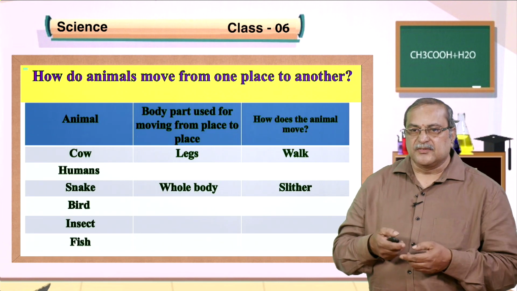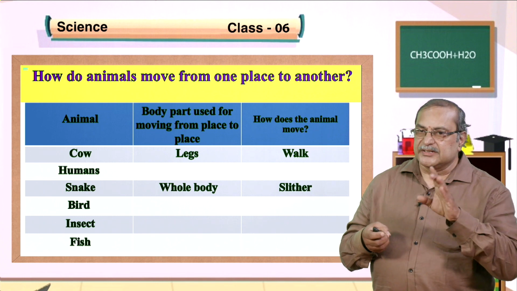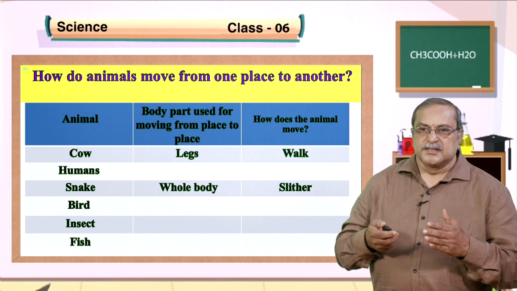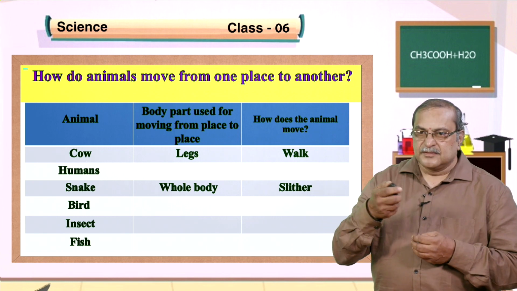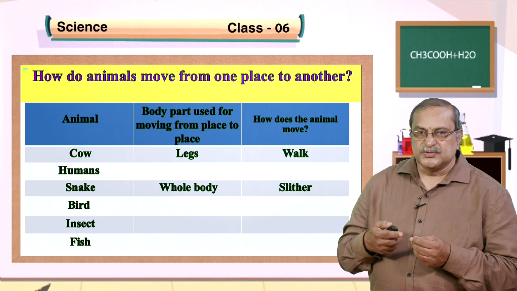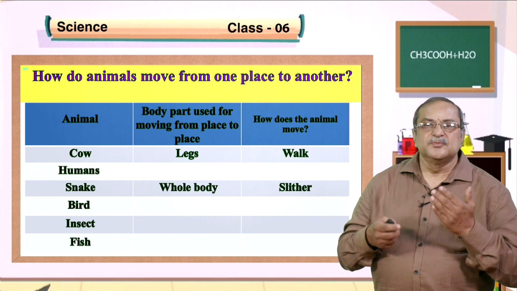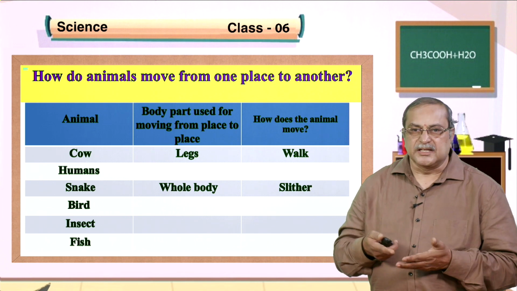So here is the chart I have given, the table that is there in your textbook also. A few we will discuss, and the remaining you do on your own. You write down in the table what is in the textbook also. So how do animals move from one place to another?